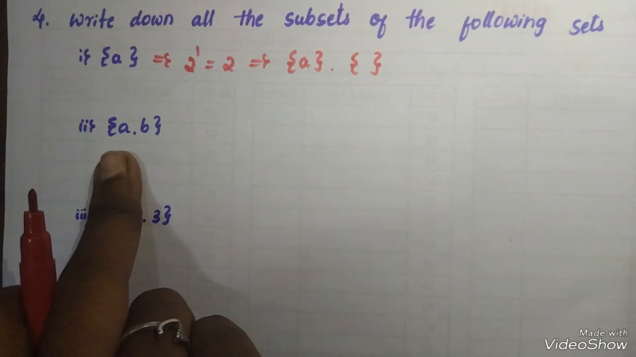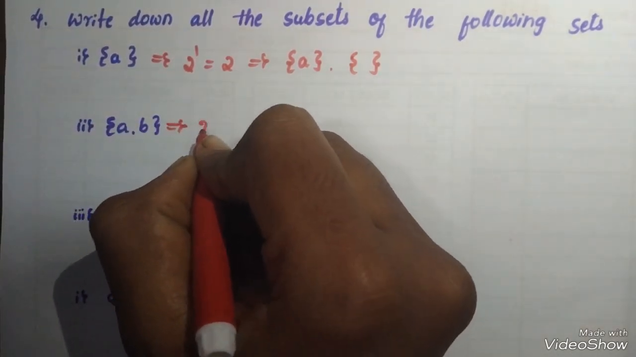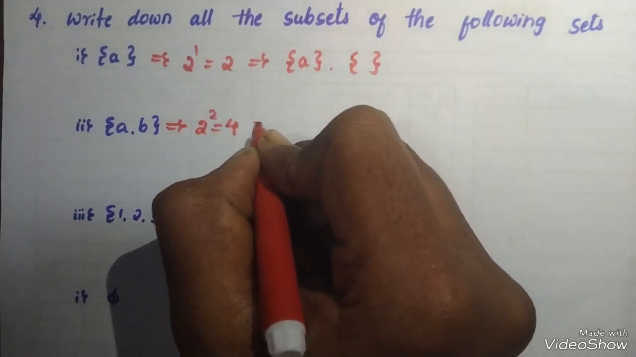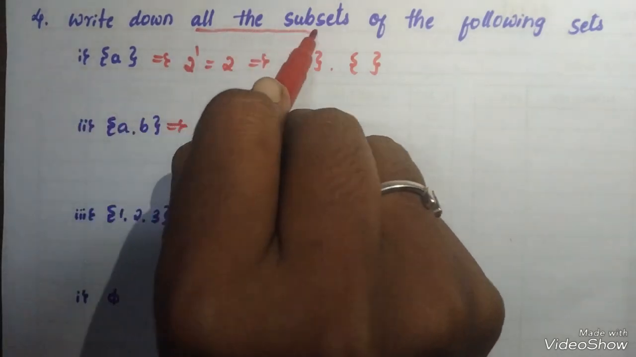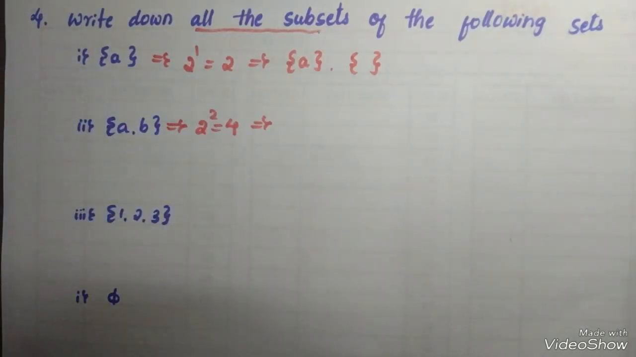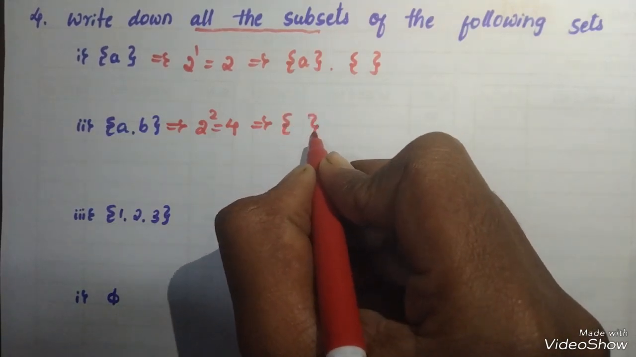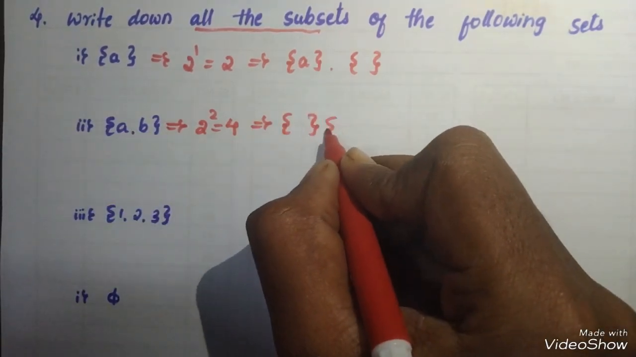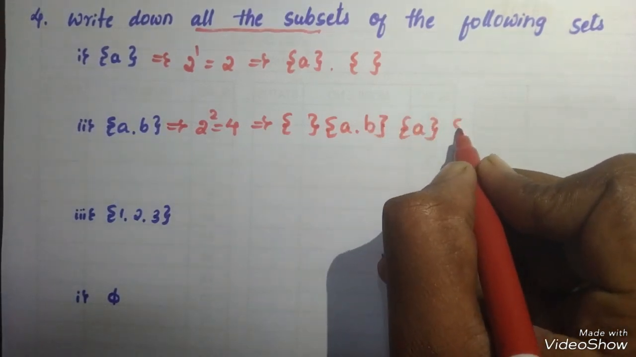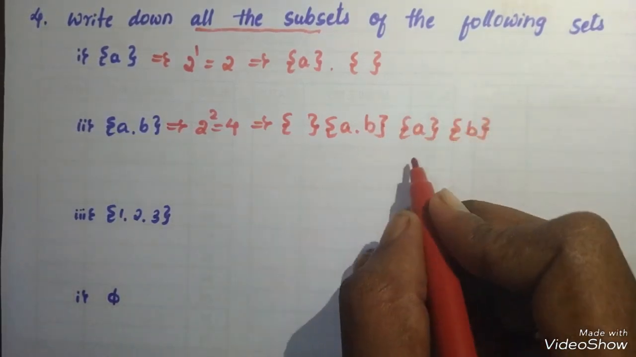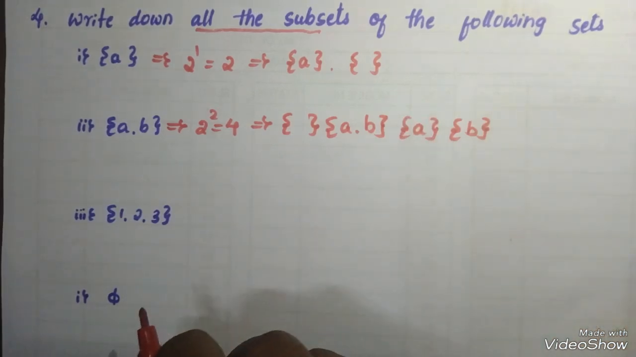Next, for this one, here is a set containing two elements. What are those? 2 to the power 2, 4. So it has 4 subsets, because they say all the subsets. There is a condition, all the subsets, means there are 4 subsets. What are those? First one is the empty set, and again itself a subset. Then singleton A, singleton B. Singleton means a set containing only one element, then it is called a singleton.